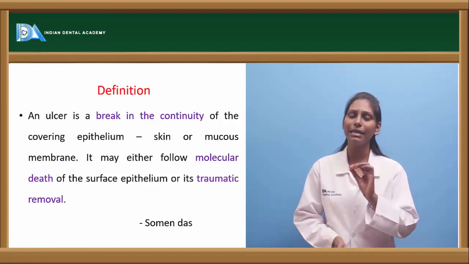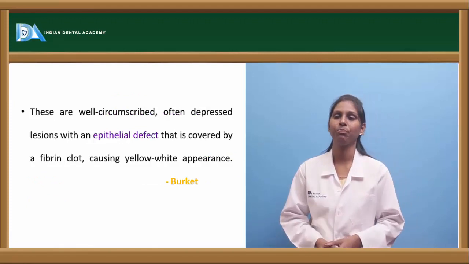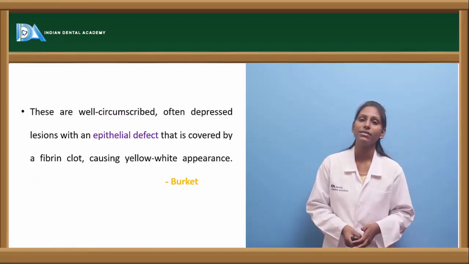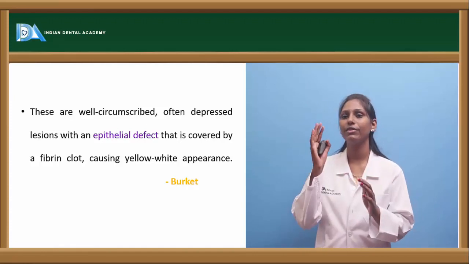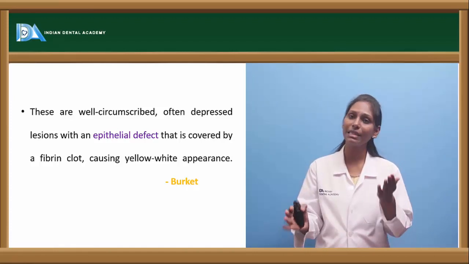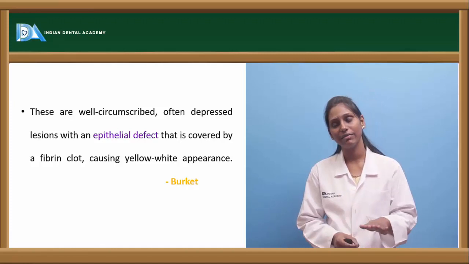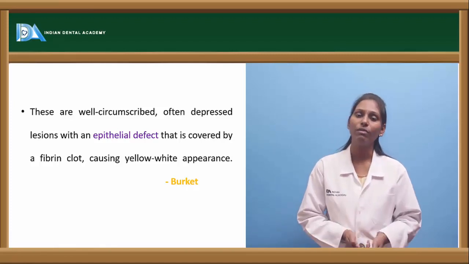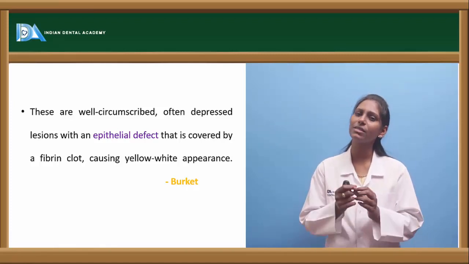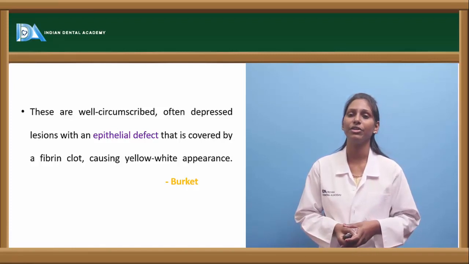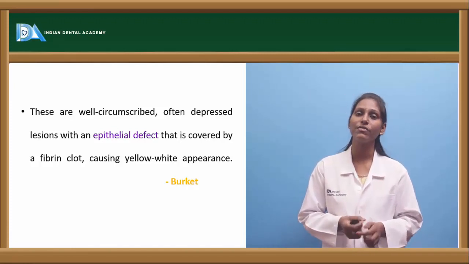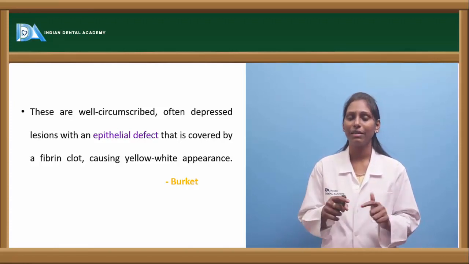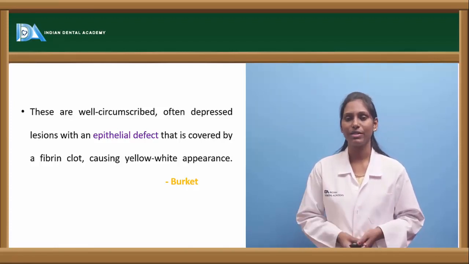In simple terms, it is a breach in the epithelium. Burkitt has defined ulcer as a well-defined, well-circumscribed lesion, often a depressed lesion with an epithelial defect that is covered with a fibrin clot causing a yellow-white appearance. However, there is a small deviation from this definition, because not all ulcers need to be well-defined. There can be ulcers with irregular margins and different types of margins.